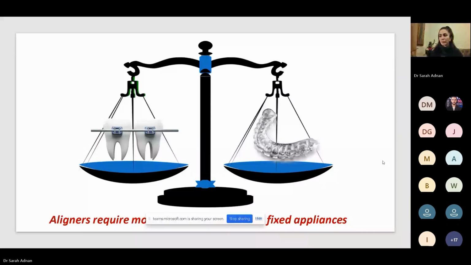So, clear aligners in general require more clinical control as compared to fixed orthodontic appliances. How is that? Because clear aligners are highly dependent on patient compliance. You should check your patient compliance every visit. Also, they are highly dependent on clinician follow-up: checking the appliance, the attachments, and the fit every visit. And they are highly dependent on careful clinical intervention.